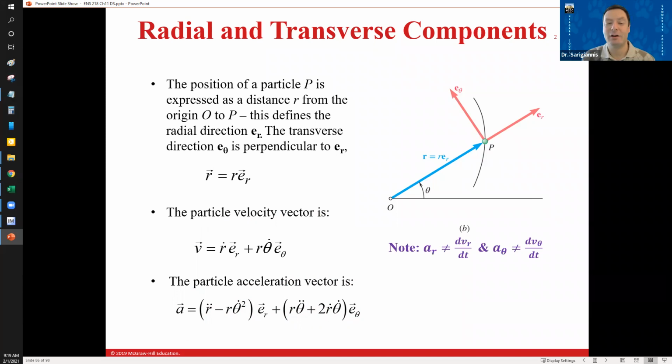Just a little bit of note here. Do not confuse this with what we just covered, right? The acceleration in the r direction is not the same as dv_r/dt. So if you're working on a problem in these coordinate systems, you can't just use the rectangular coordinate system acceleration components, right? You have to use this r and theta. So this is the r component, and this is the theta component of acceleration.